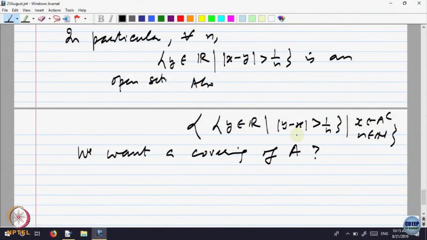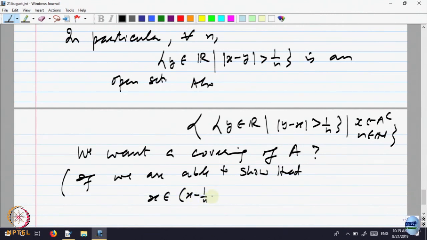See, this is a ball, an open interval around x of radius 1 over n, right? Is it okay? Now, if we are able to show that x belongs to, see, x is in A complement, that is given to me. If the interval (x minus 1 over n, x plus 1 over n), which is inside A complement, contains x, then I am through, right? Then we are through.